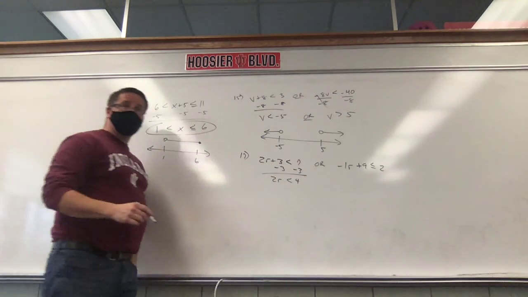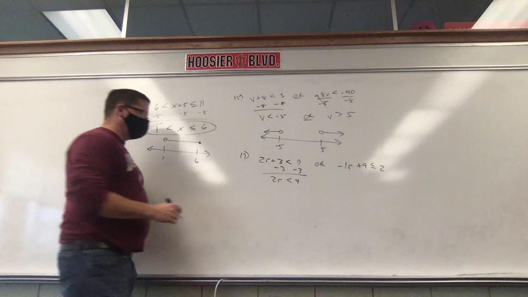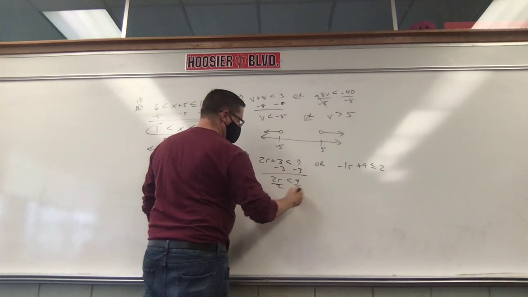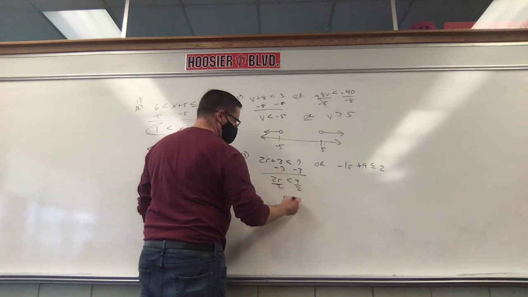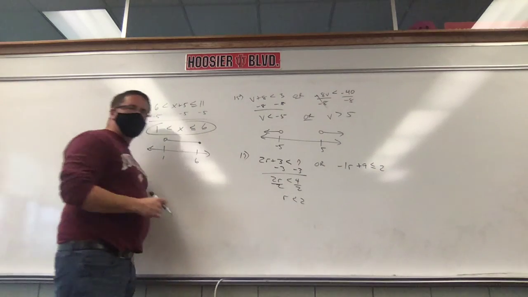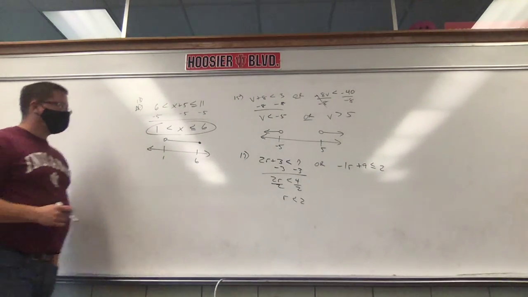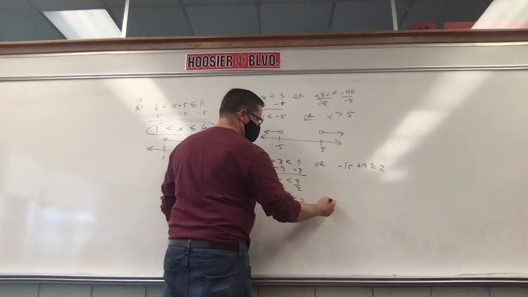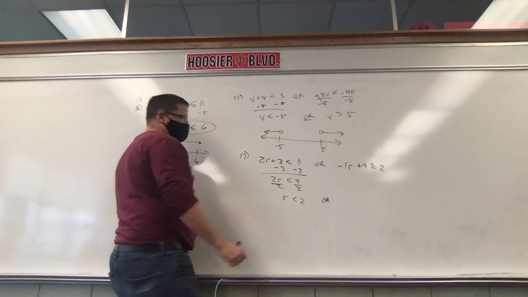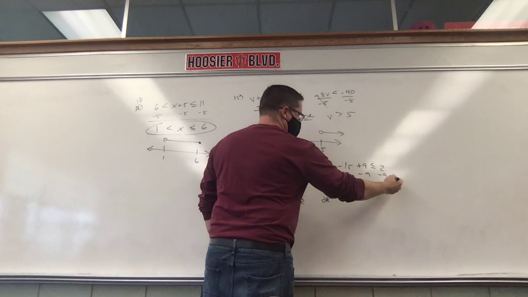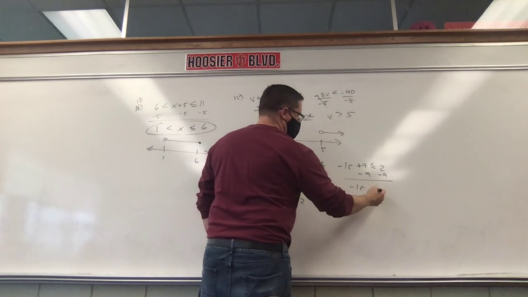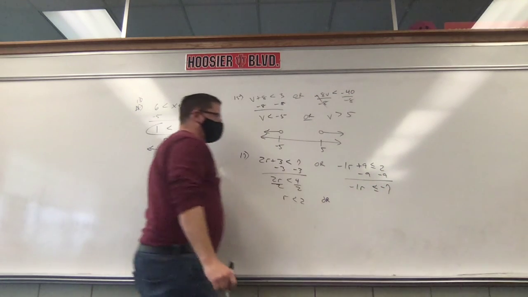Now are we ready to graph it? No, you have to divide by 2. We're dividing, and it's not by a negative, so we don't flip the inequality. Is that one ready to graph? Yes, and we'll graph it eventually, but not yet. Or, to solve the other one, we're going to subtract 9 from each side. So negative 1r is less than or equal to 2 minus 9, which is negative 7.